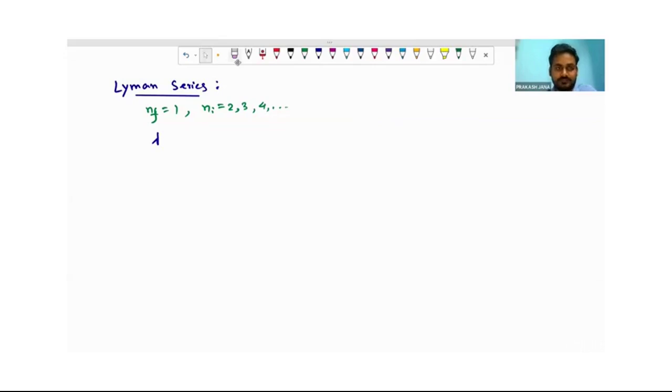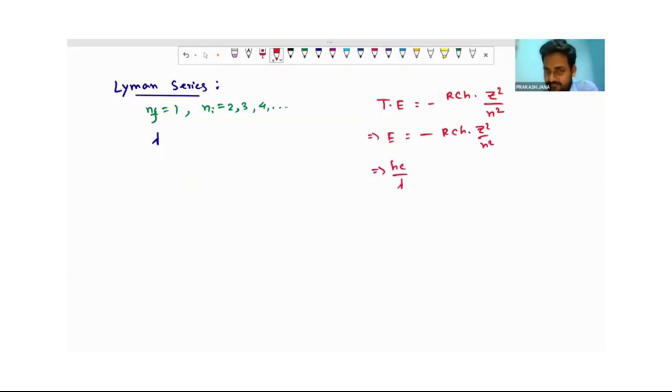Total energy is this, isn't it? See, energy E is equal to minus RCH Z square by N square. Fine. E is equal to HC by lambda minus RCH Z square by N square. So from this, CH will be cancelled out from both sides, and we will be left with 1 by lambda is equal to minus Z square by N square, isn't it?